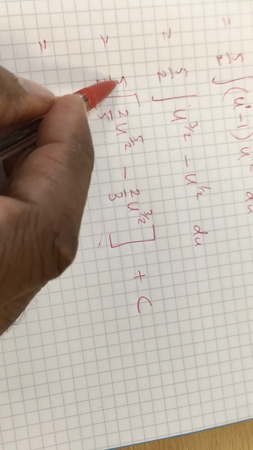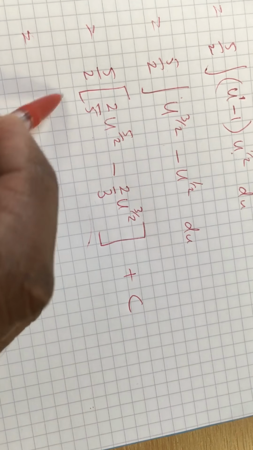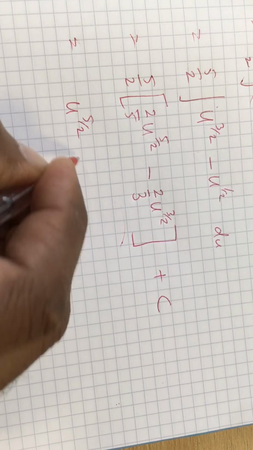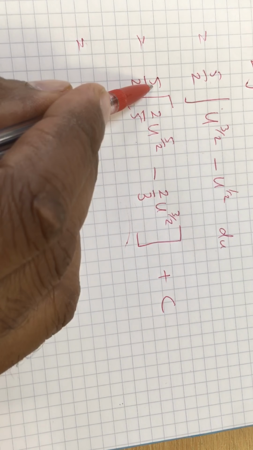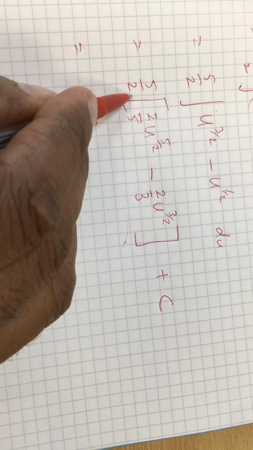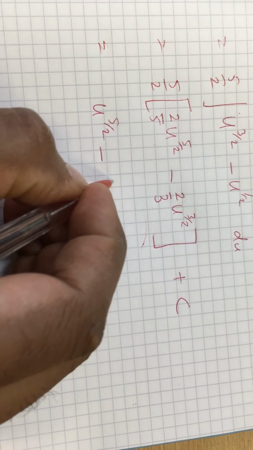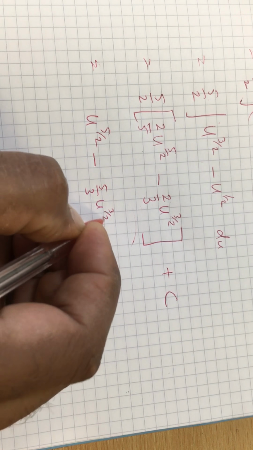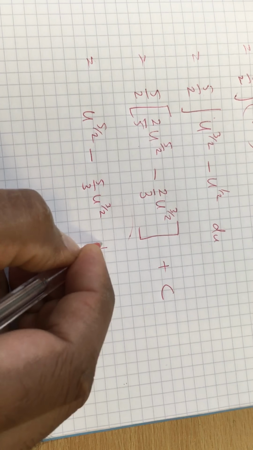Just need to smarten this up. 5 over 2 and 2 over 5 will cancel each other out, so I'll just end up with u to the 5 over 2 minus, and just be careful, the 2s will cancel here, leaving you 5 over 3, u to the 3 over 2, plus c.